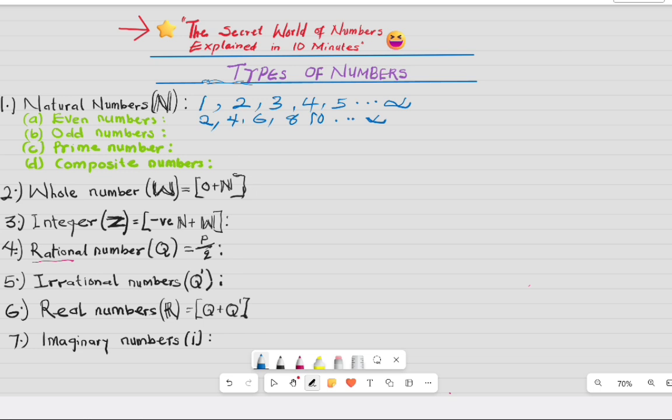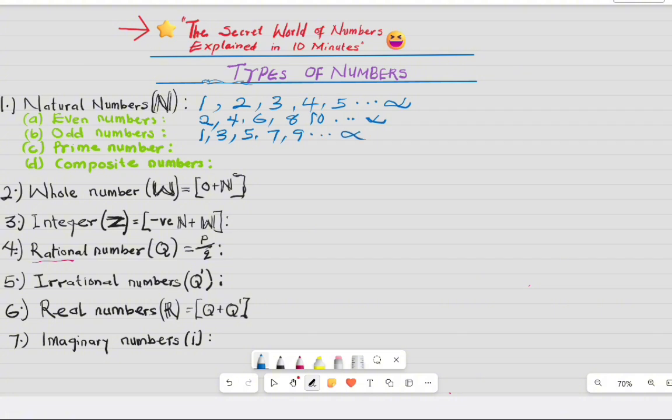Then we have odd numbers. Odd numbers are numbers that cannot be divided by 2 exactly. Whenever it's divided by 2, there must be a remainder or a fraction. These numbers are 1. 1 is an odd number because when 1 is divided by 2, it will turn to a fraction. Then next is 3, 5, 7, 9, and so on to infinity.